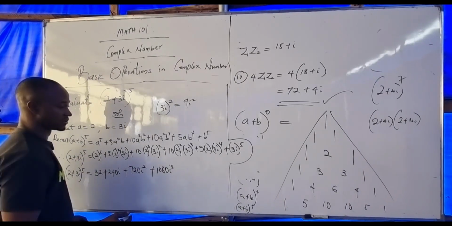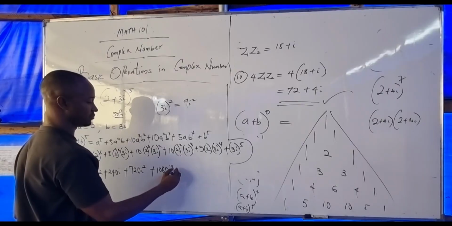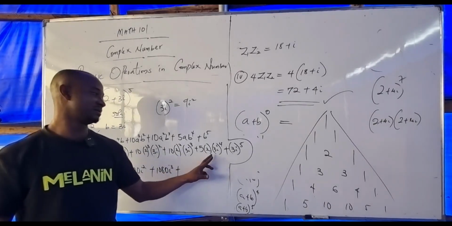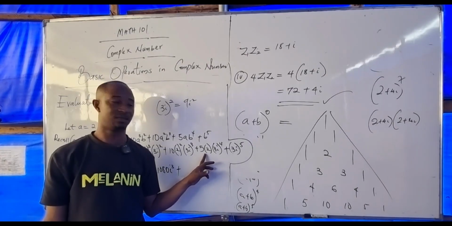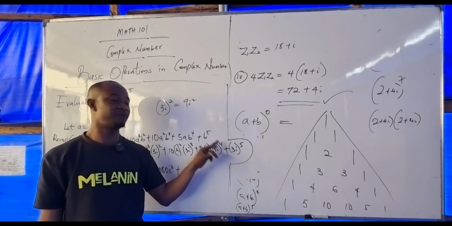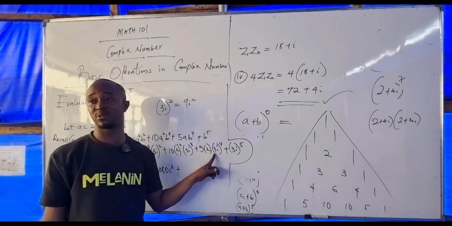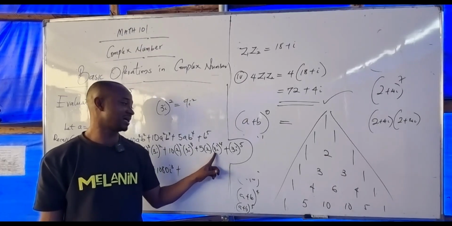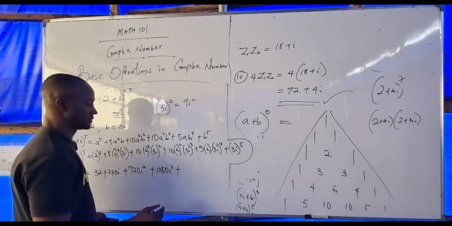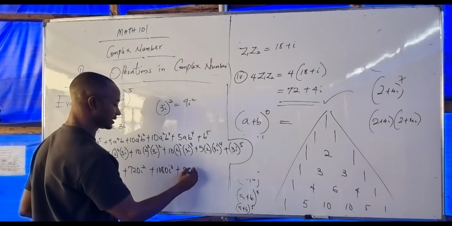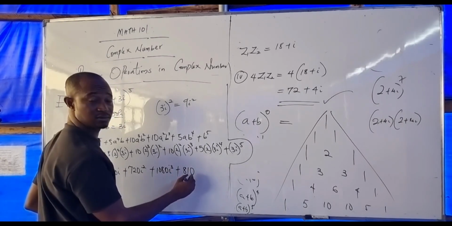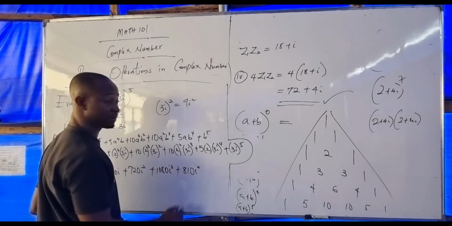Okay. So let's move down to this part. Plus, what is 2 times 5 here? 10. 3 raised to the power 4 is what? 81. Good. That is 81 i raised to the power 4, right? So let's go. 81 times 2 times 5, 810. Are you sure? i raised to the power what? 4, right?